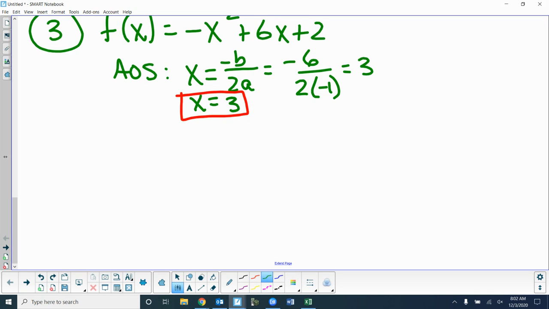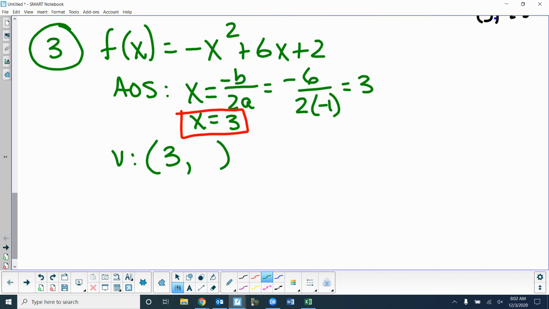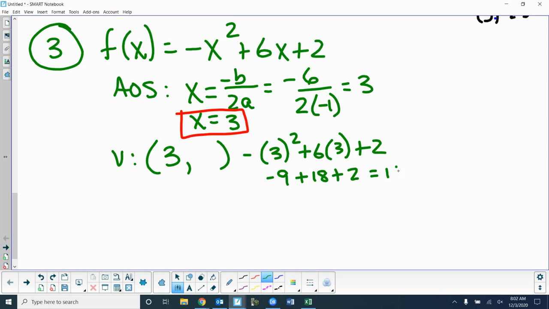Then we're going to do the vertex. We know that x value is 3. We've got to find the y value. To find the y value, we just plug the 3 in for x. Whatever I get is going to be the y value of the vertex. So that's 3 squared, but the negative in front makes it negative 9. 6 times 3 is 18. Negative 9 plus 18 is 9, plus 2 would be 11. So that's the second answer we need.